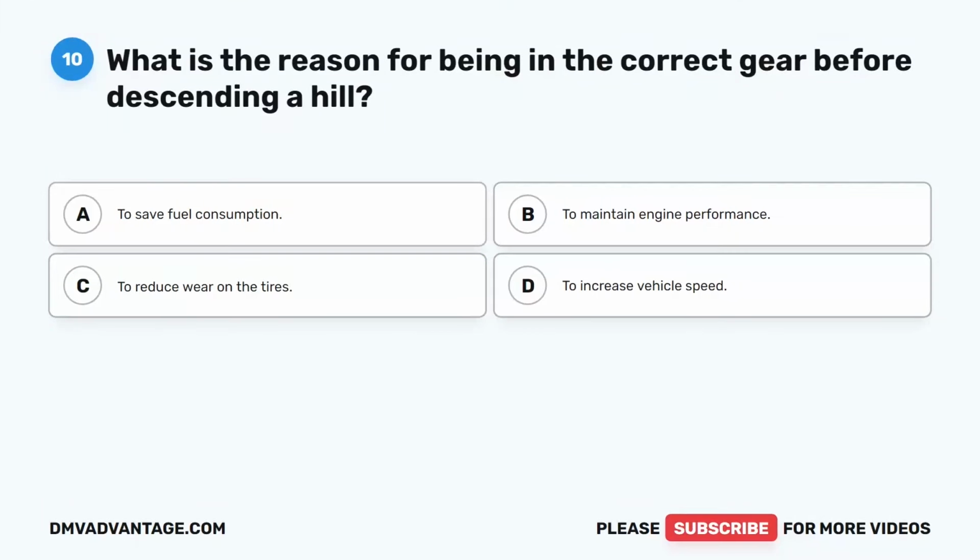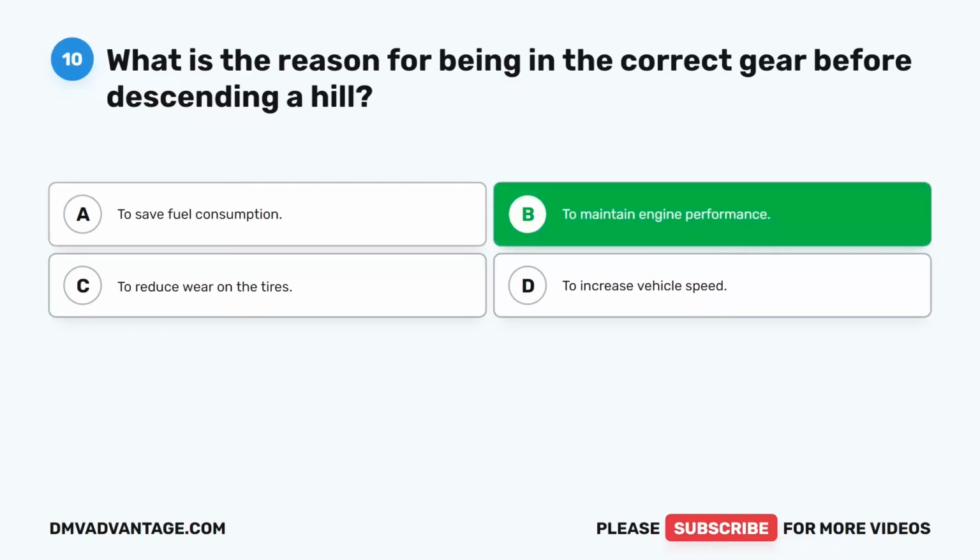Question 10. What is the reason for being in the correct gear before descending a hill? A. To save fuel consumption. B. To maintain engine performance. C. To reduce wear on the tires. D. To increase vehicle speed. The correct answer is B.